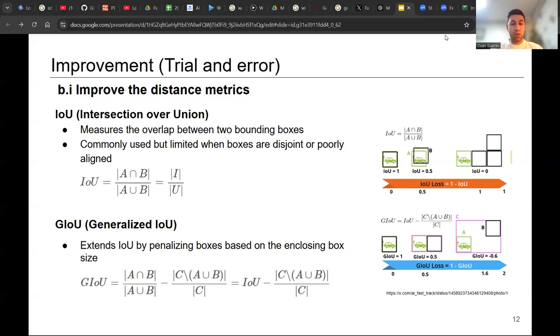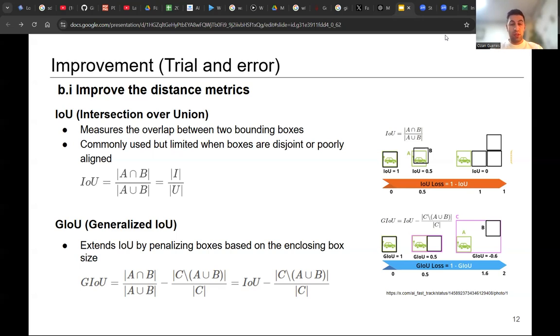But first, to explain what IOU is: IOU measures the overlap between two bounding boxes. It is commonly used in tracking algorithms, but limited when boxes are disjoint or poorly aligned, which means that the IOU value is non-zero for overlapping boxes, giving a good matching metric. For disjoint boxes, IOU equals 0, so the boxes are not matched, even if they are close.